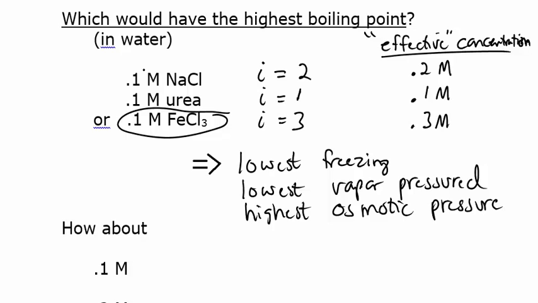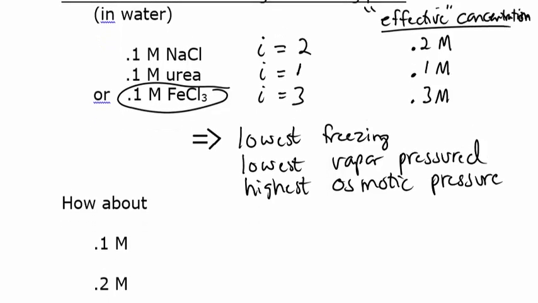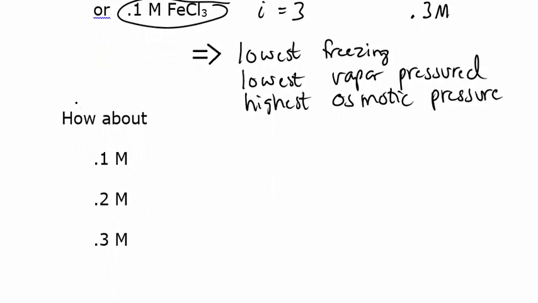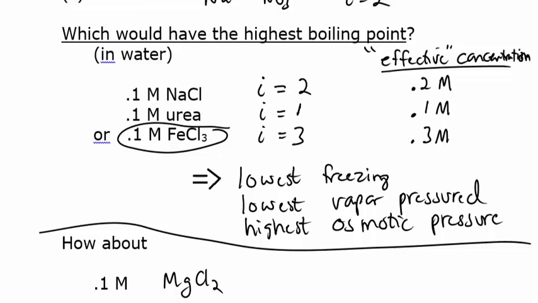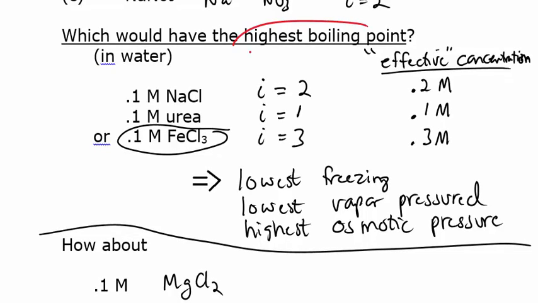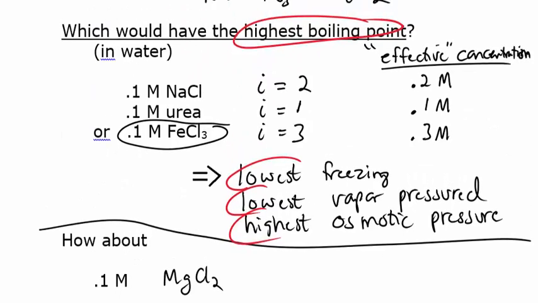All right, so here we're comparing 3 that are the same concentration. What if we compare 3 that are different concentrations? Okay, so let's say we have 0.1 molar magnesium chloride compared to 0.2 molar sodium nitrate compared to 0.3 molar glucose. Which one will have, and you can ask any of these questions, the highest boiling point, the lowest freezing point, the lowest vapor pressure, or the highest osmotic pressure? Any of those you could ask. So let's just say we're asking the highest boiling point again.